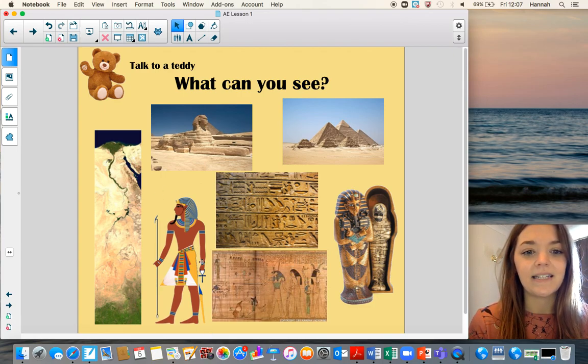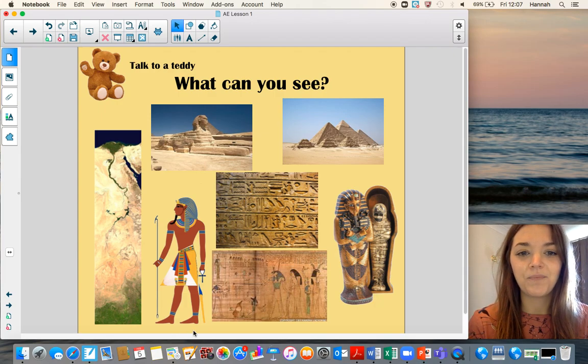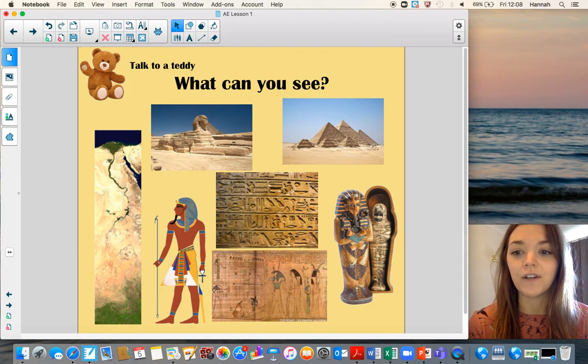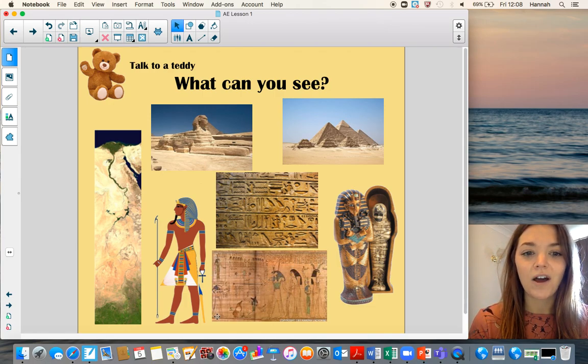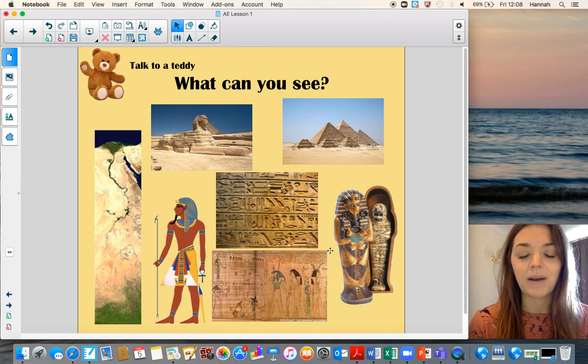This one here is a picture of a pharaoh. Then we've got our hieroglyphics, which we'll find out more about during the term. Then this one you might have seen pictures of before. This is a sarcophagus, which is a kind of posh coffin, and obviously inside there is our mummy, so we'll find out more about those. And then our final one down here, which we'll learn about more today, is papyrus. I want you to have a little think about what you think papyrus might be.